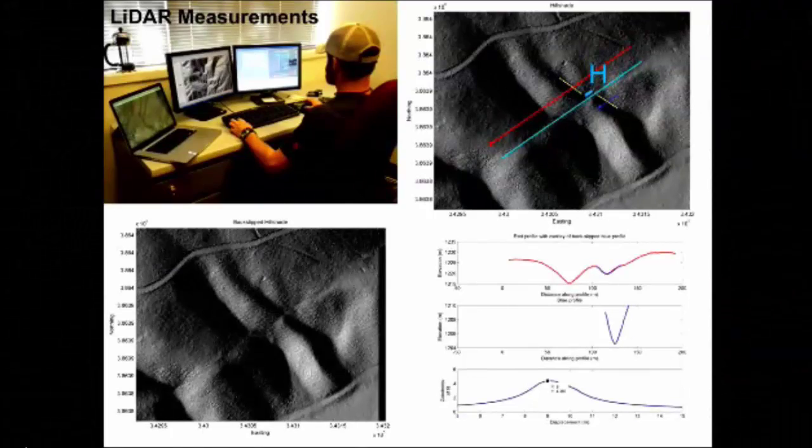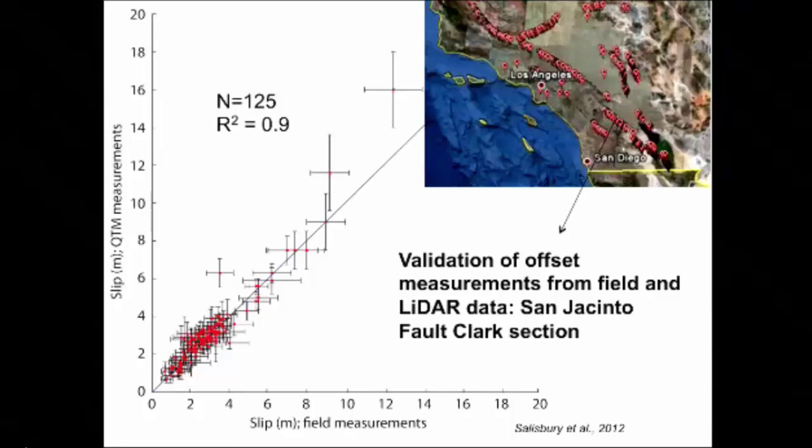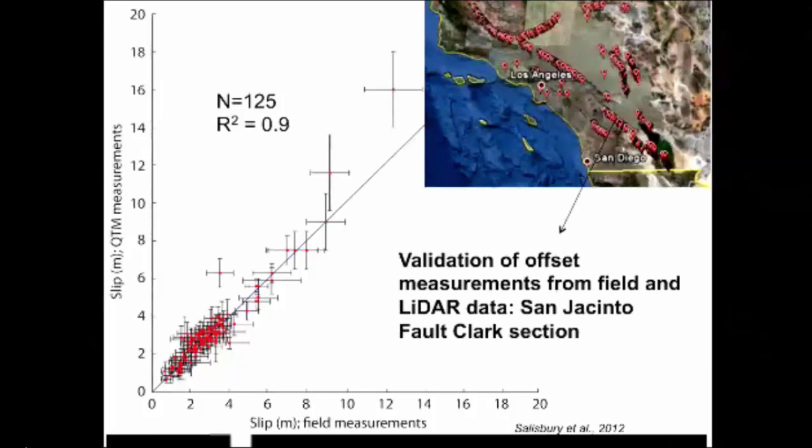So we did a lot of this work. There's like 4,000 offsets for California, and probably almost 1,000 of them are geomorphic offsets now. Main San Andreas, San Jacinto, Elsinore, and then Garlock, and then Eastern California shear zone offsets. But here's just an example from Barrett's paper from 2012. And what he did was compare field measurements with LIDAR-derived measurements.